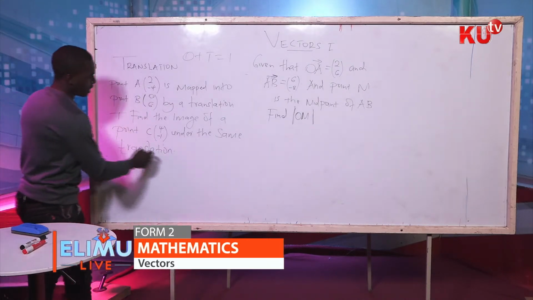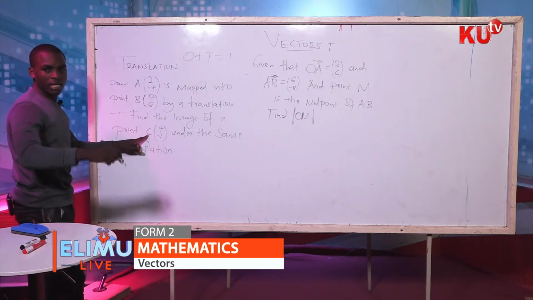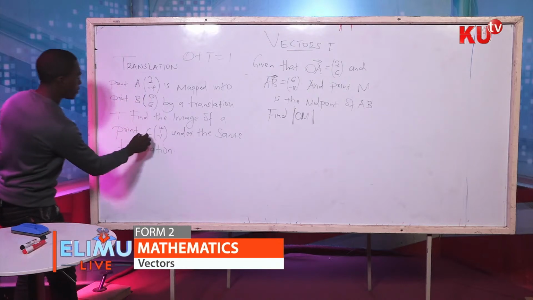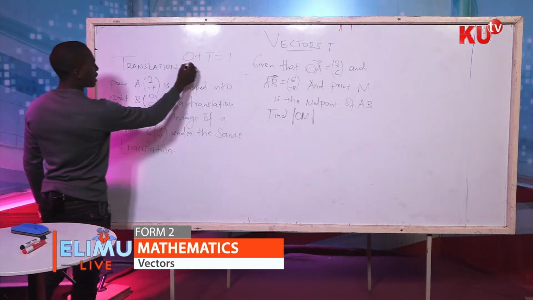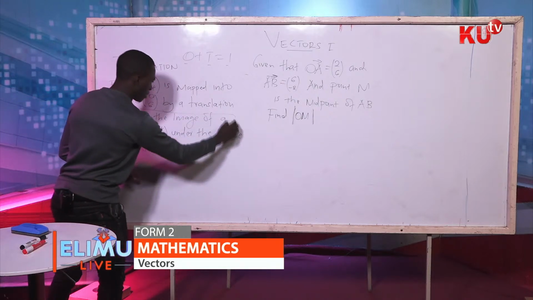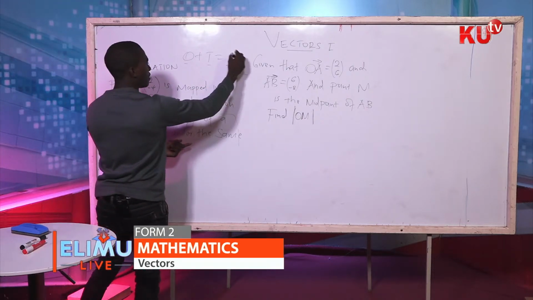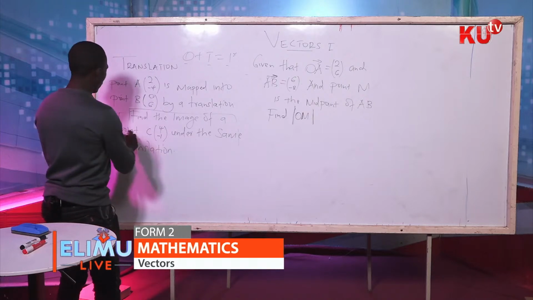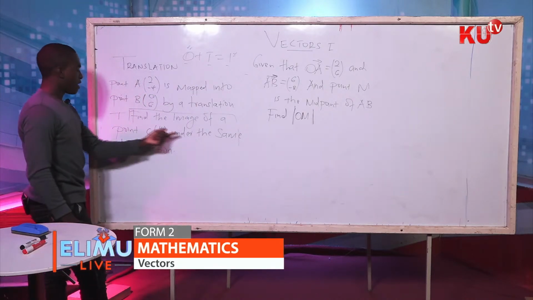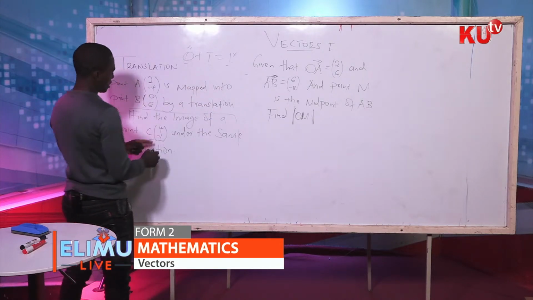They want you to find the image of another point C, which is translated under the same translation. What does it mean? They want you to find the image of C. And remember, image is equal to object plus translation. Let's begin the second part. The question says, find the image. So you want the image, meaning you don't have the image. And the image of a point C, so point C is the object. You have been given the object under the same translation. They want you to find the image of this object under the same translation.